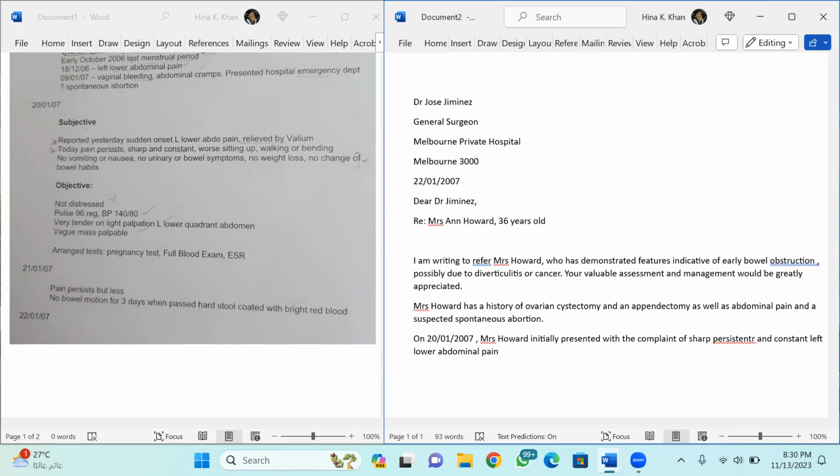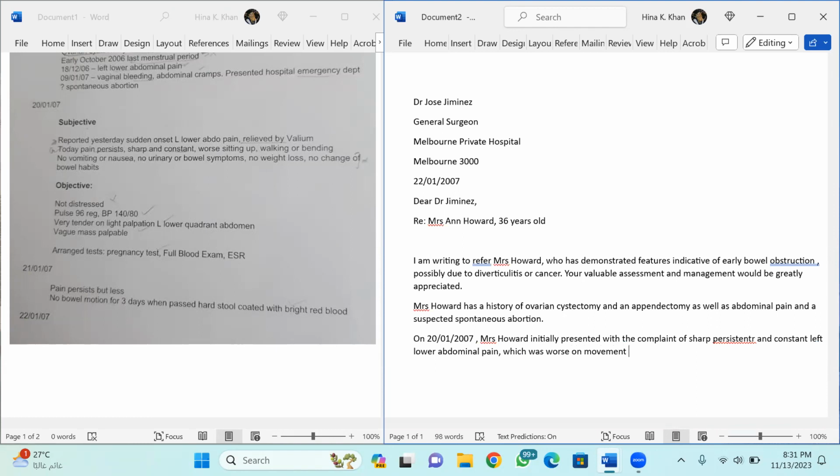Okay, now when I have written this, then this is the pain, and which worsens with what? Sitting up, walking up. So I will just make it one sentence. I will just write it over here, comma, which was, because we are writing in past tense. Okay, which was worse on movement.